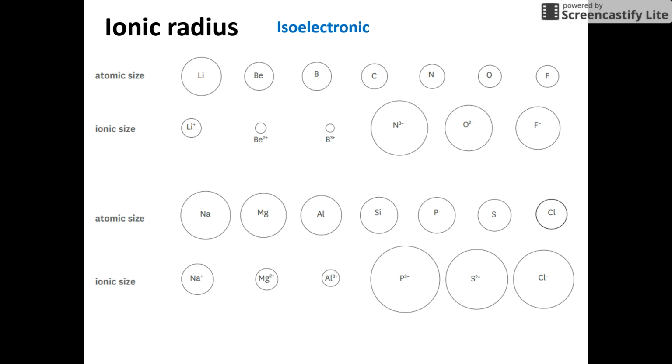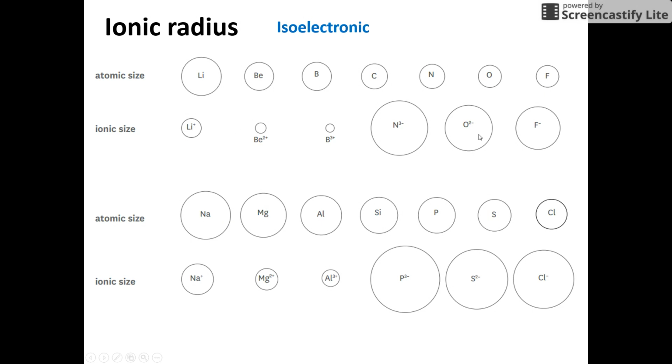Kia ora. Let's look at the ionic radius now and see how it changes in the periodic table. So we've looked at atomic size. So these are the atoms. And as we saw in the previous video, our atomic size decreases from left to right across the period. Similarly here also for period 2.